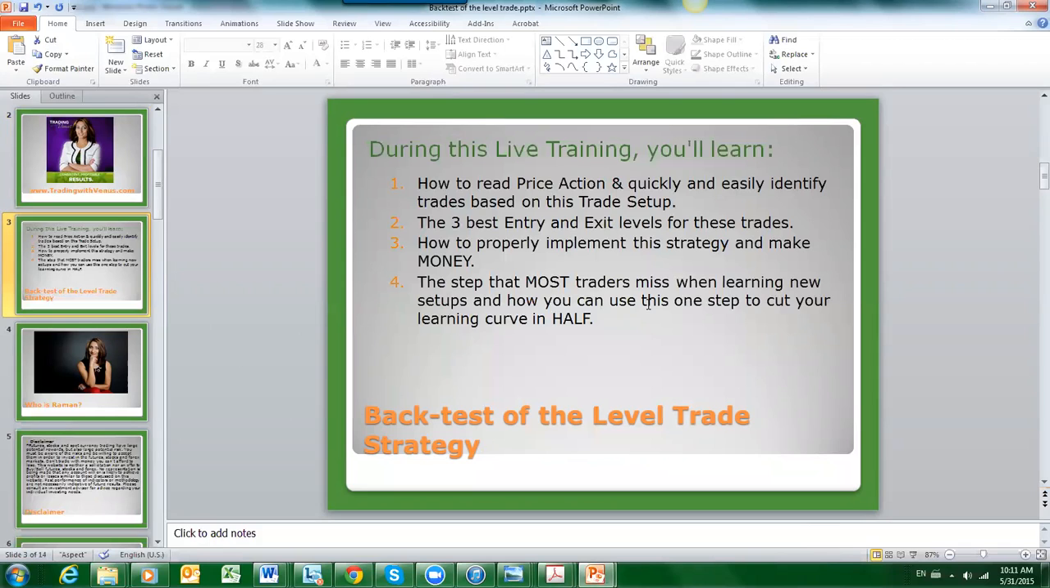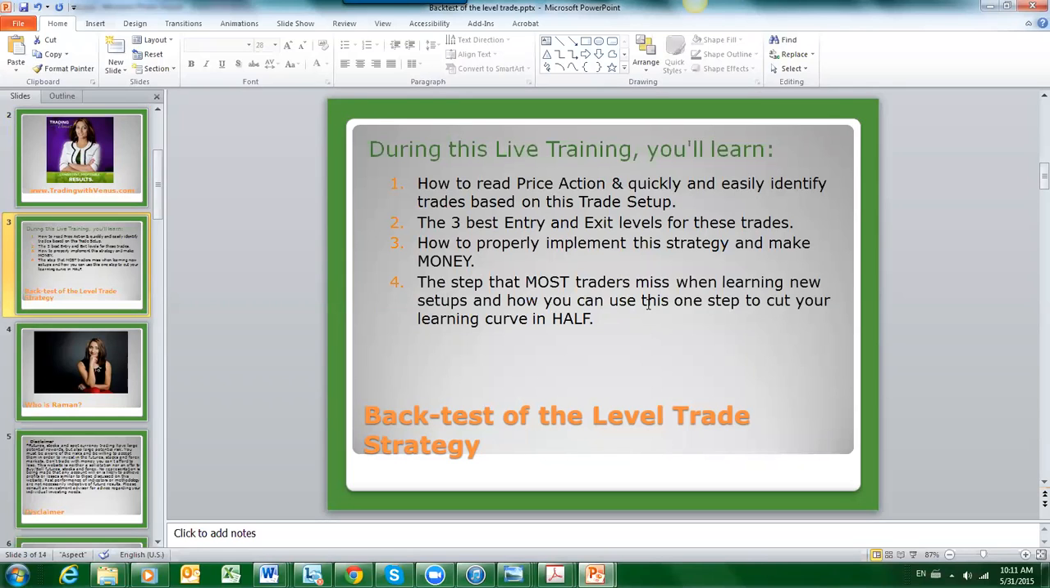During this live training this morning, we'll learn, one, how to read price action. I am a price action trader. I do have some indicators, but I don't rely too heavily on them. I believe in just looking at what the charts are showing you in terms of price, identifying the setups based on that and trading the setups. I'll show you how I read the price action and how you can take similar steps, and not rely on lagging indicators to take trades.